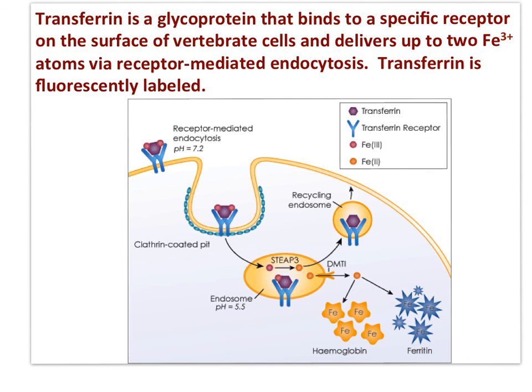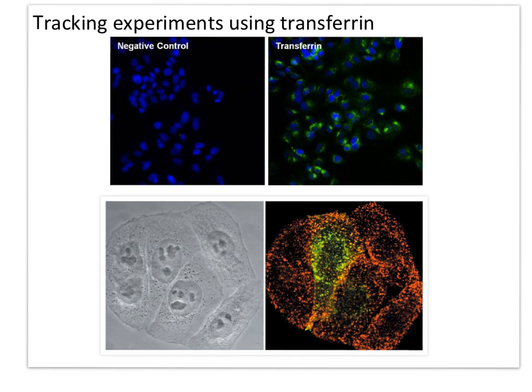Transferrin is a glycoprotein with 2 atoms of iron that binds to a specific receptor on the surface of vertebrate cells, and it delivers up to 2 iron ions via receptor-mediated endocytosis. Transferrin is fluorescently labeled, thus it can be visualized as it attaches to cell membranes or as it enters cells. In these 2 micrographs, we can see transferrin fluorescing as it attaches to and enters cells.